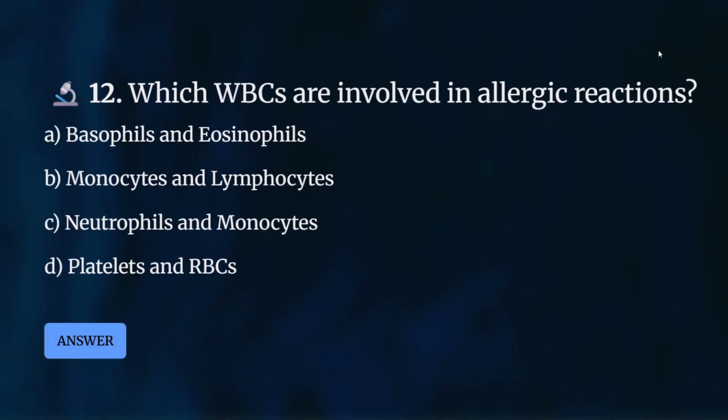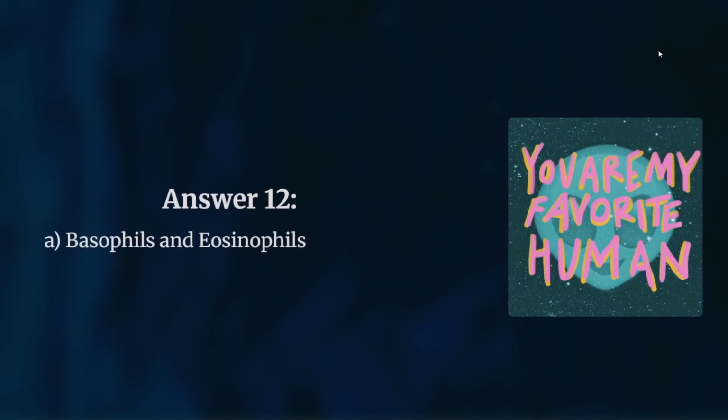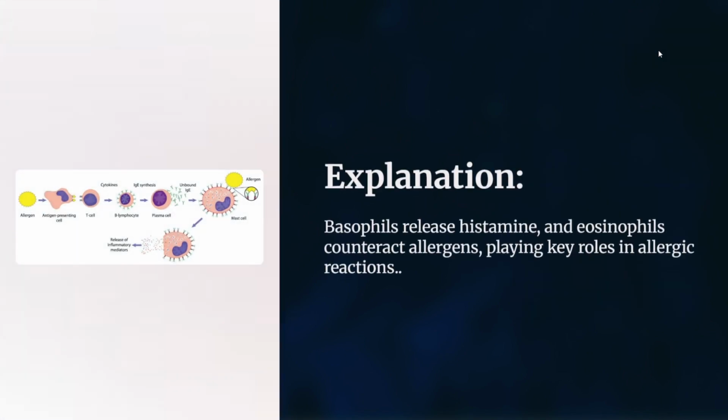Question number 12. Which WBCs are involved in allergic reactions? Options are A. Basophils and eosinophils, B. Monocytes and lymphocytes, C. Neutrophils and monocytes, or is it D. Platelets and RBCs? So the WBCs involved in allergic reactions are the basophils and eosinophils. Basophils release histamine and eosinophils counteract allergens, playing key role in allergic reactions.